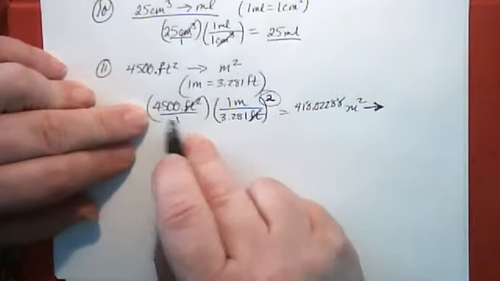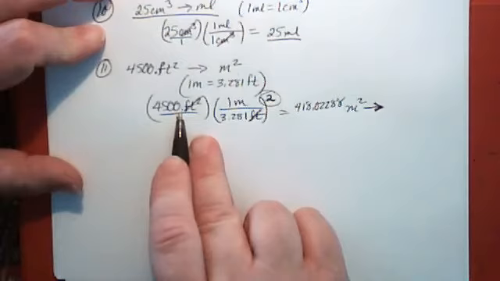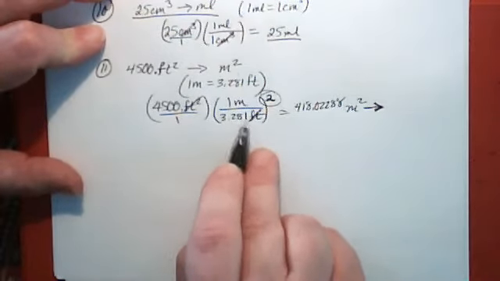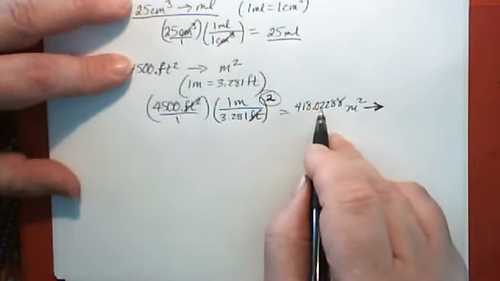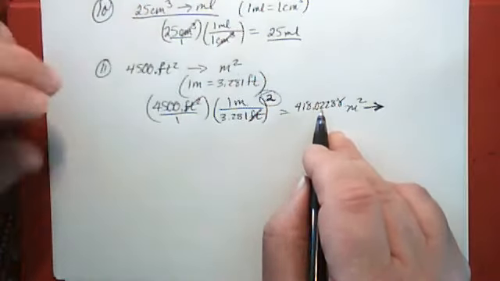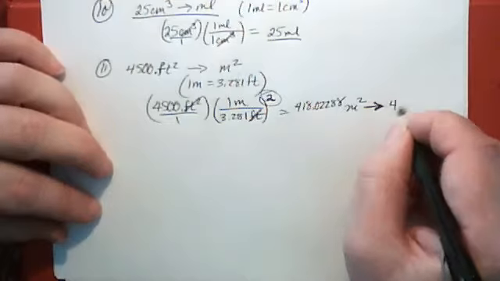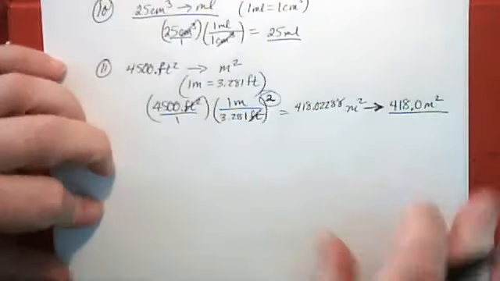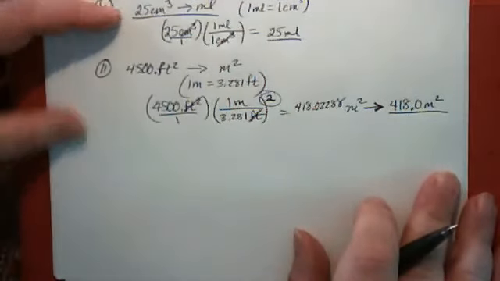We're allowed 4 significant figures because the 4,500 with a decimal point has 4 significant figures, and 3.281 is also 4 significant figures. So that would be 4, 1, 8, and 0, but everything else has to go. The first number we're dropping is a 2, which means that it has no effect on the previous digits, so it's 418.0 square meters. Okay? So there we go.